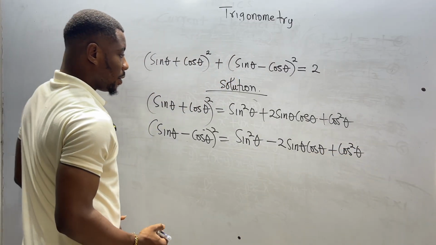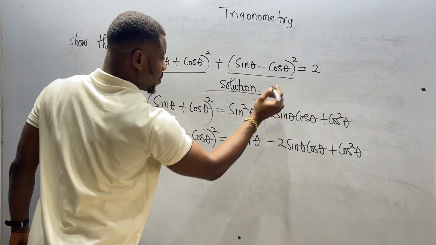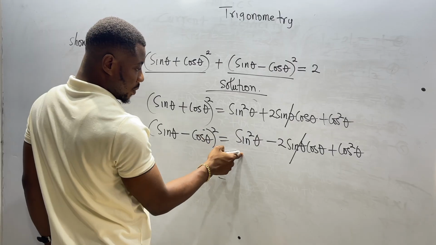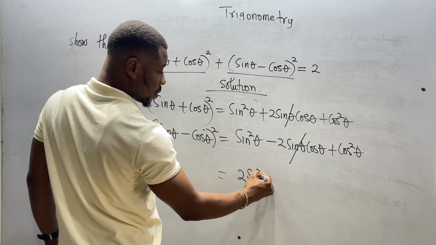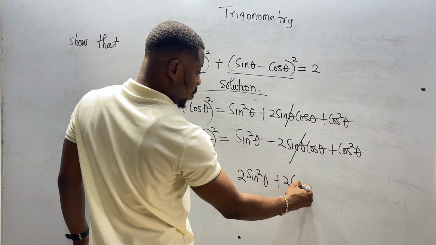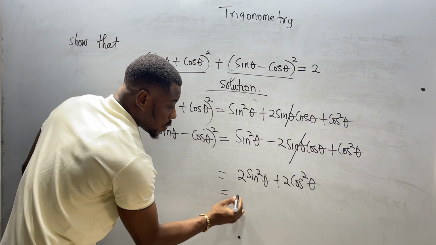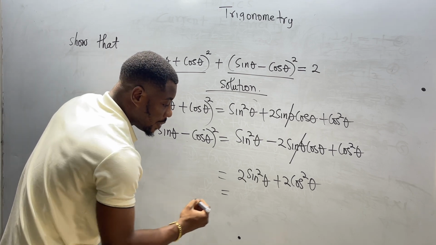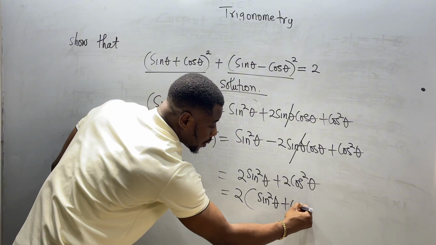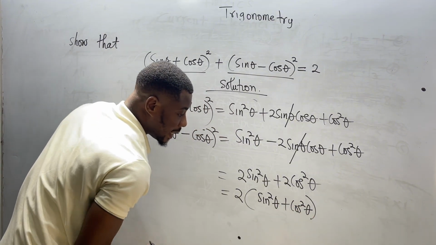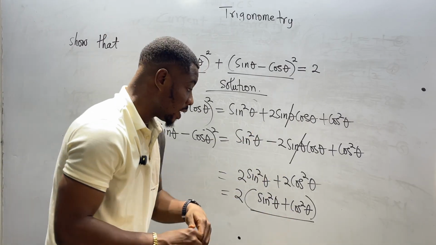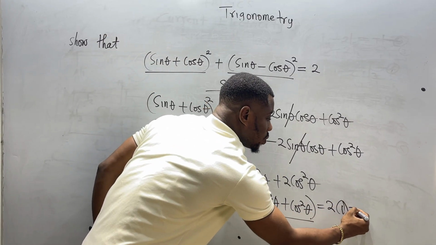All right. Now remember, we are adding this guy to this guy. So we are adding these two. If we add these two, remember that these two guys will go out. Now if I add this plus this, I'm going to be having 2 sine squared theta. If I add this plus this, I'm going to be having plus 2 cos squared theta. Now see that 2 is common, so bring it out. If we bring 2 out, we're going to be having 2 into sine squared theta plus cos squared theta. Now remember that from trig identity, the addition of sine squared theta to cos squared theta gives us 1. So this is same thing as saying 2 into 1, and that gives us 2.